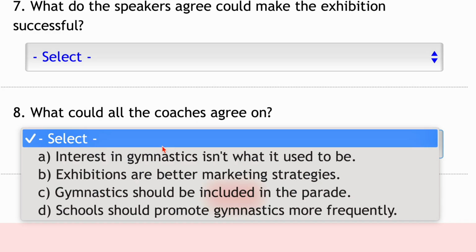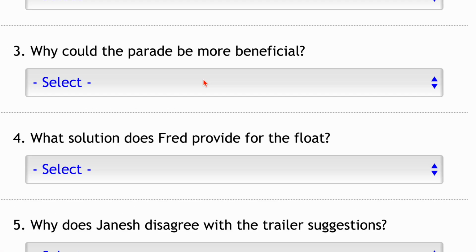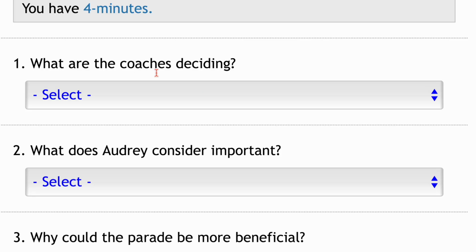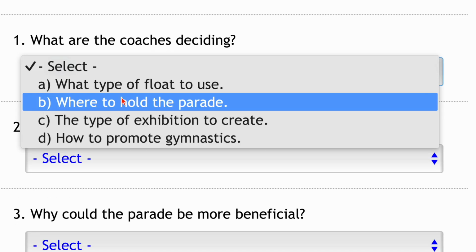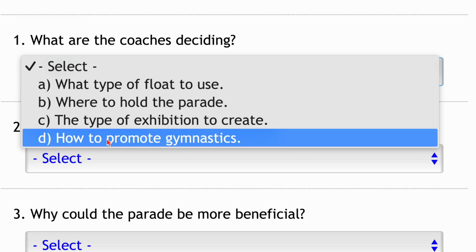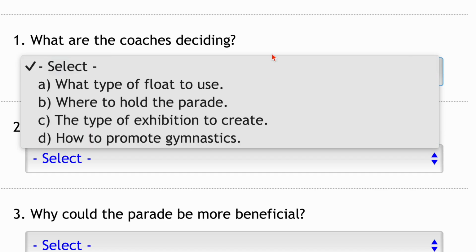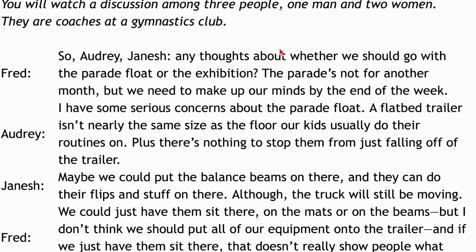Okay, now let's have a look at analyzing the answers, okay? So, number 1, what are the coaches deciding? What type of float to use, where to hold or have the parade, the type of exhibition to create, how to promote gymnastics. Okay, well, this could be one that we can look at in the end, but let's find out.